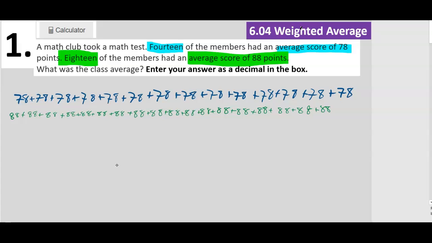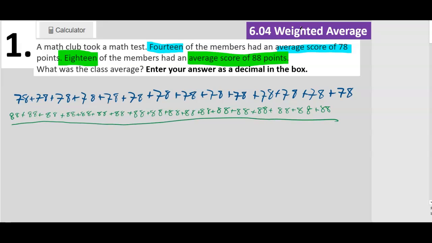So we could say, okay, let's take 14 78s. Wow, that's a lot, right? 78, 78, 78, 78, all the way up to 14 78s there. We have how many? 18 88s. Write them all down, 18 88s. Take all of those, add them all together, and then divide.